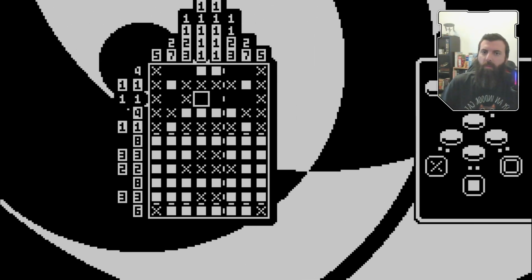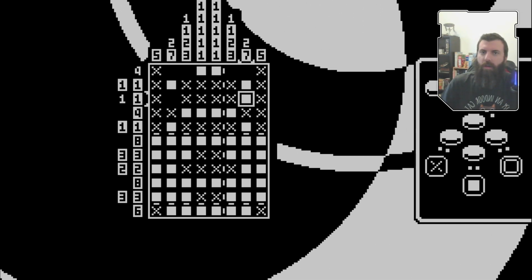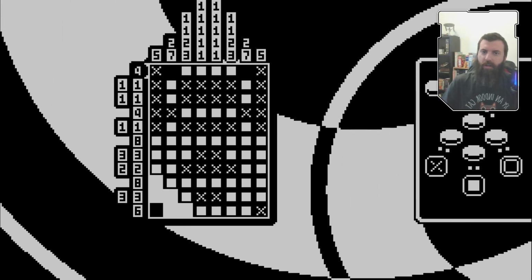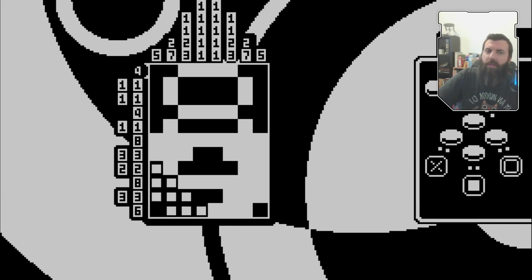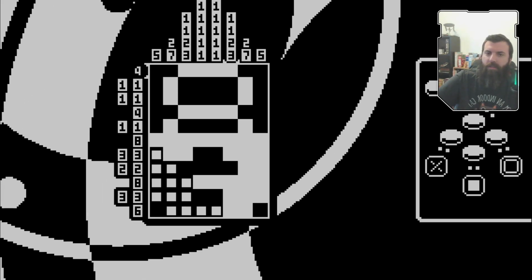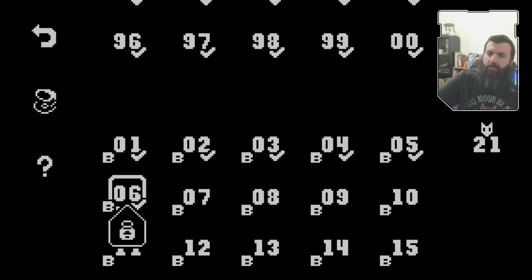This has to be a 1. This has to be a 1. This has to be a 1. Need a pixel here and a pixel here to complete that row, and here and a pixel here. Complete the image. There we go. B06. Possibly a bottle.